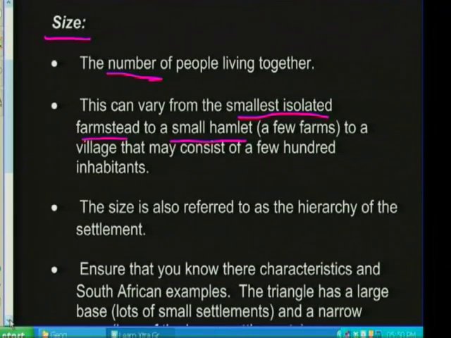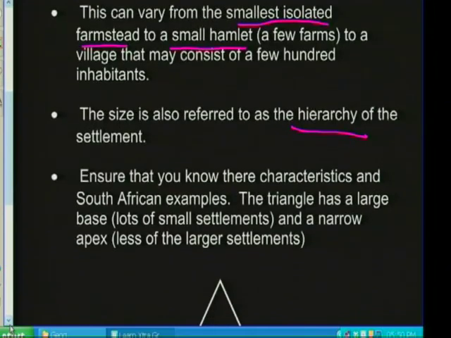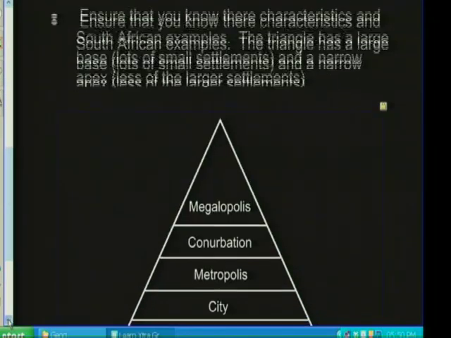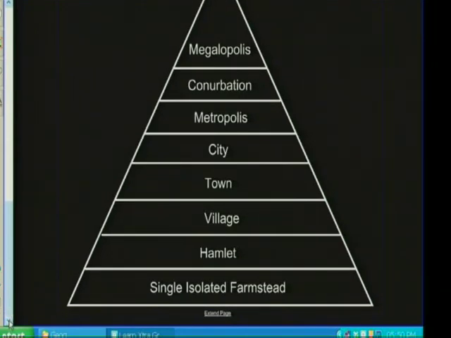The size is also referred to as a hierarchy of settlements. There's a key word for us to understand. Hierarchy deals specifically with the ordering of settlements. Generally, a hierarchy deals with the numbers of people living in the particular settlement. Ensure that you know that there are characteristics and South African examples. What follows is an example of a settlement hierarchy. This is very important to understand.